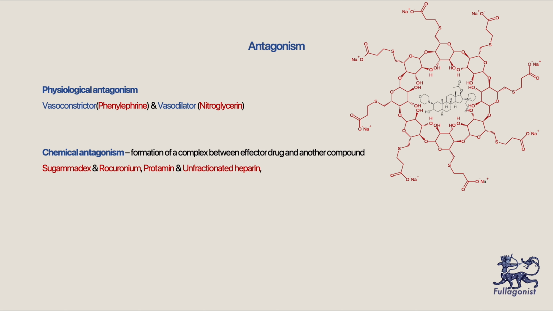Another example is heparin and its antidote protamine sulfate. Unfractionated heparin is negatively charged. Protamine sulfate is positively charged. Protamine binds to the heparin and neutralizes it. This example of heparin reversal is very often used in cardiac surgery.